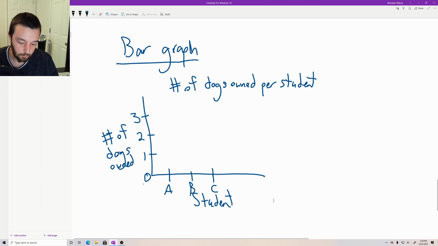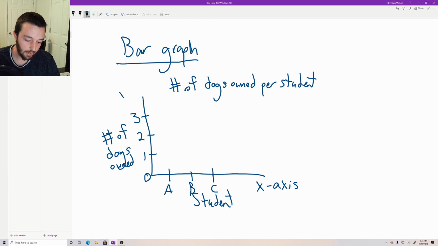I think that's it. If you've had college algebra, or maybe it might have been talked about in Math 099, depending on how far your course got, you know that these are typically called the x-axis and the y-axis.